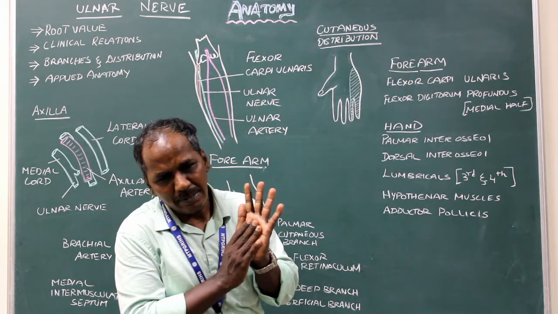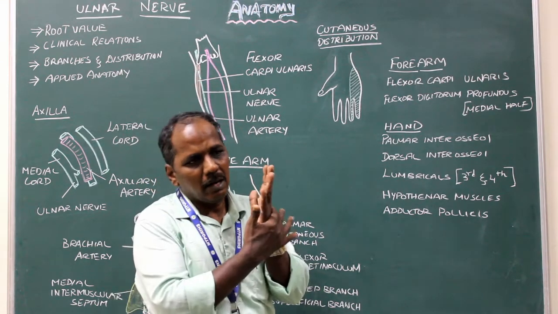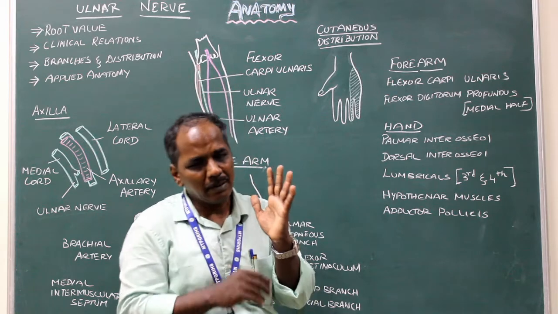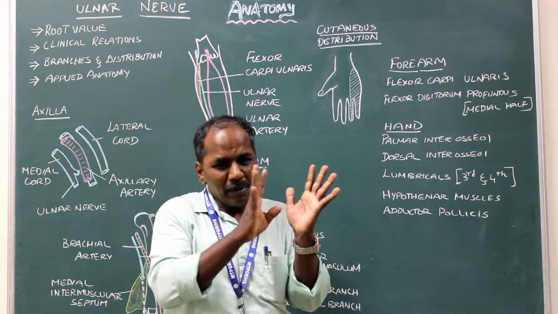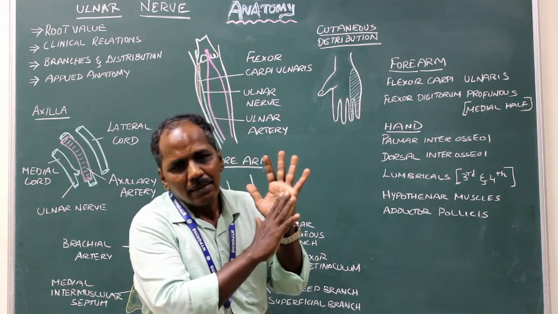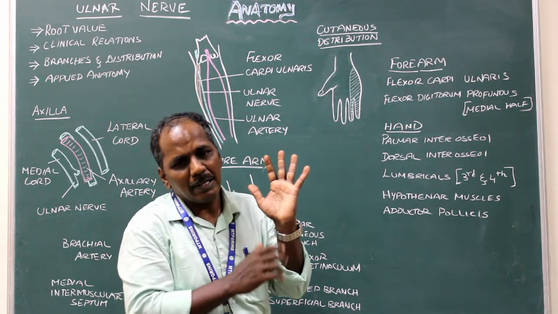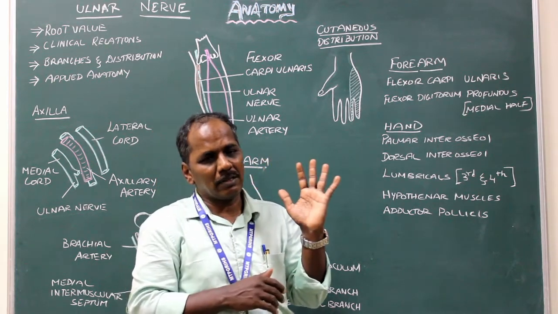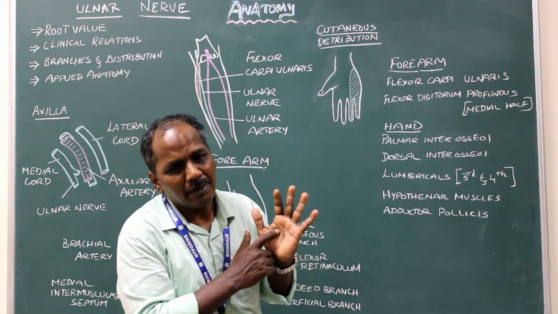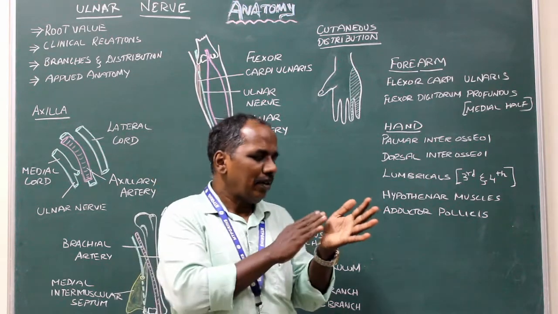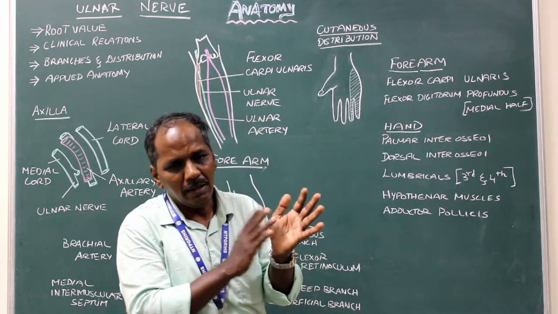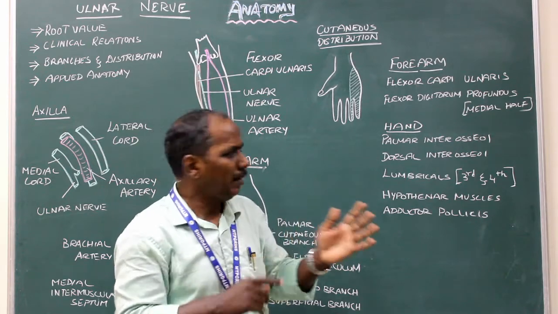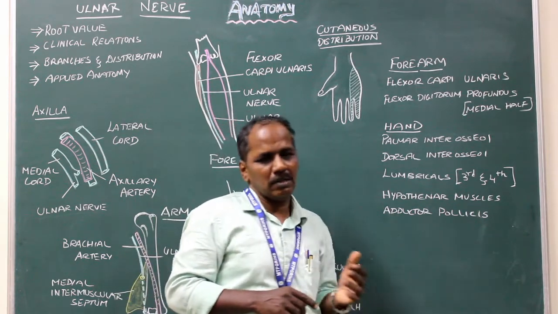the palmar interossei muscles, there are 4 in number, and the dorsal interossei, 4 in number. Out of 4 lumbricals, it supplies the medial 2 lumbricals, that is the 3rd and 4th lumbricals. The first and second are supplied by the median nerve. And in the thenar muscles, out of 3, it supplies only 1 muscle, that is adductor pollicis.